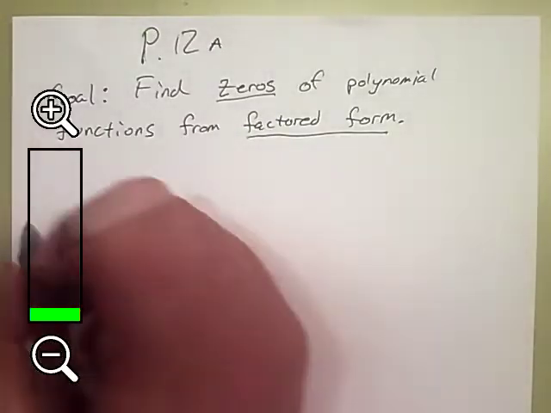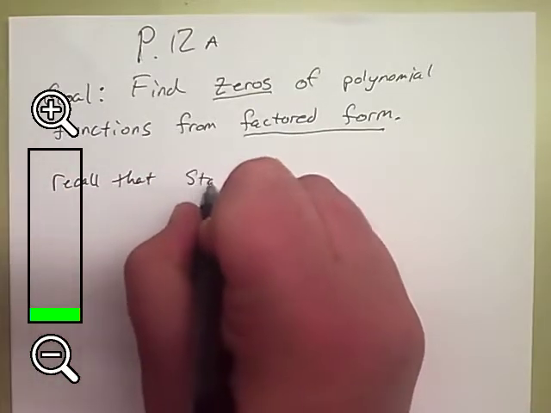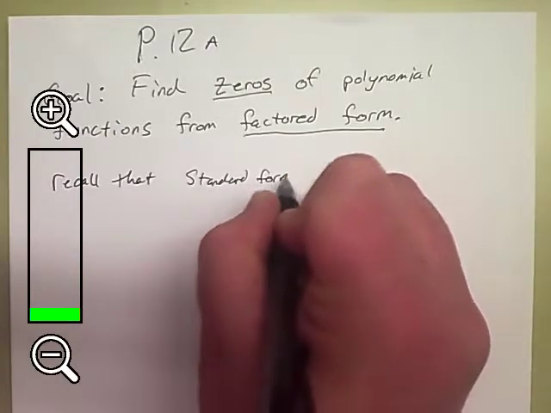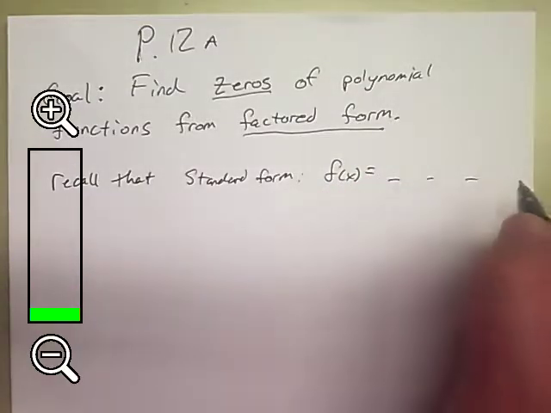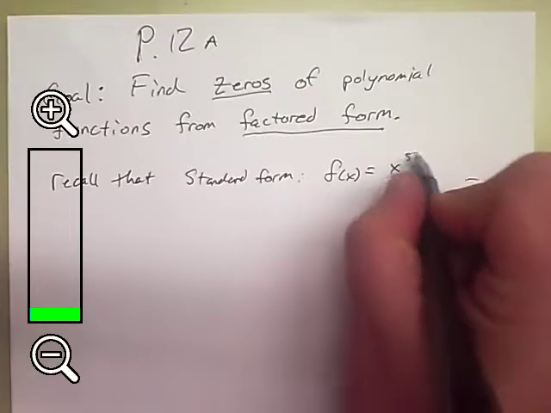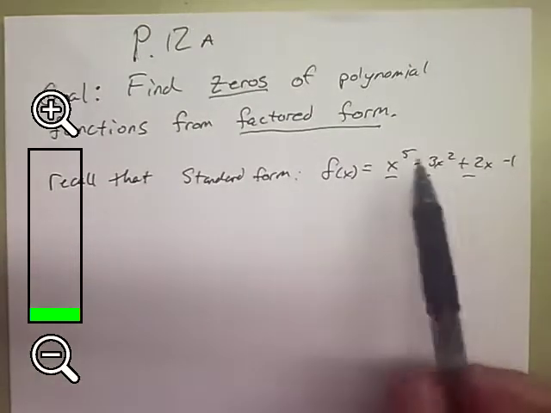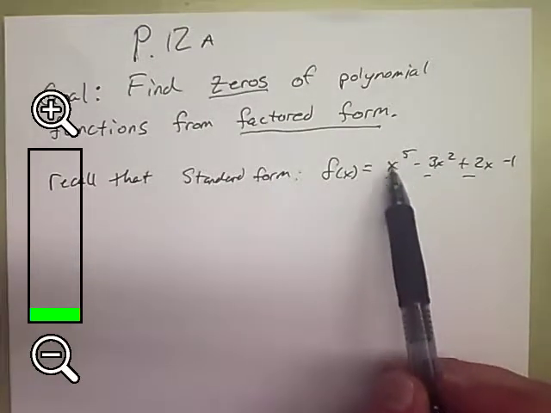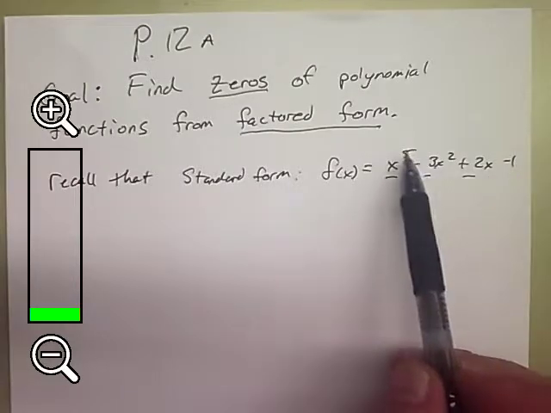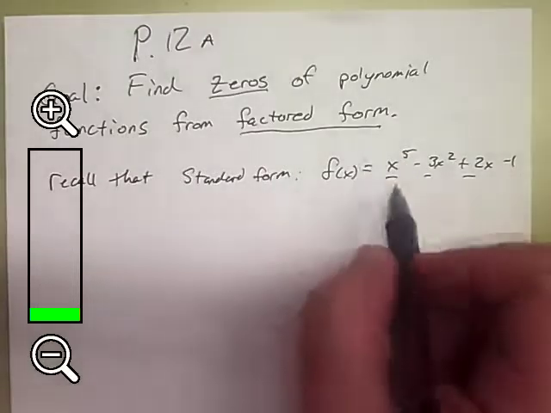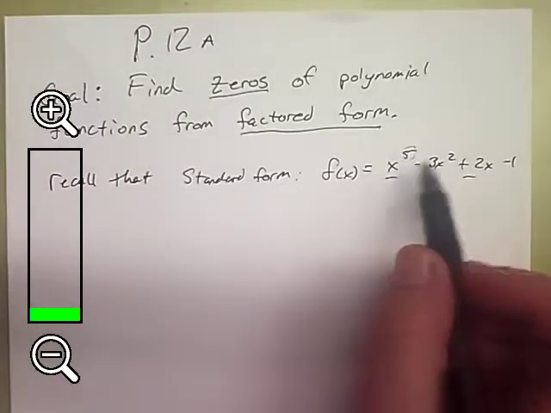So I want you to recall that the standard form is what you're used to. It's going to look like something like f of x equals, and then it has a bunch of terms, right? So it could look like something like x to the fifth minus 3x squared plus 2x minus 1. So a polynomial in standard form has several terms, or could just be one, and we look at the degree here. Now, the degree of this one is the largest exponent, and that's easy to tell just by looking at it.